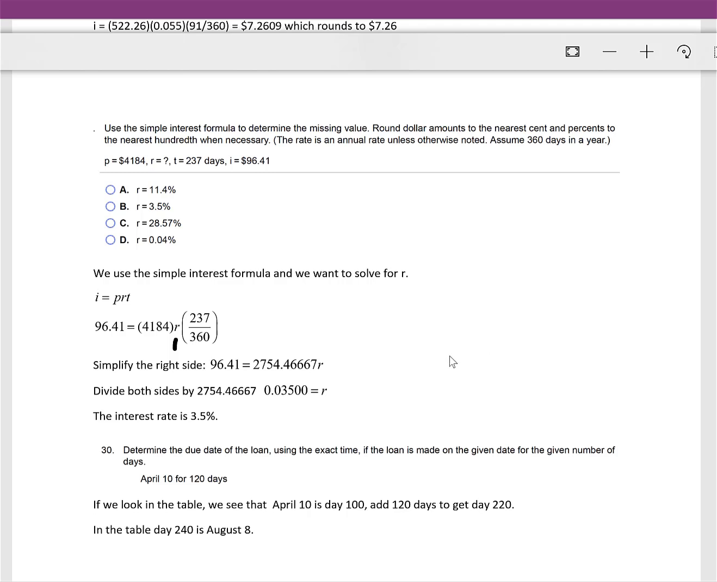I simplify on the right-hand side, 4184 times 237 divided by 360, and I get this value here. I'm going to divide both sides by that value, and I come up with an interest rate of 3.5%.